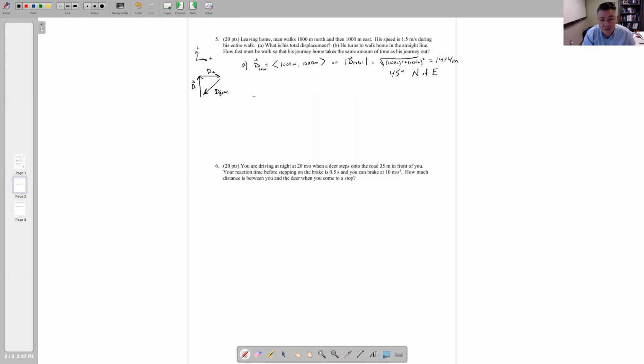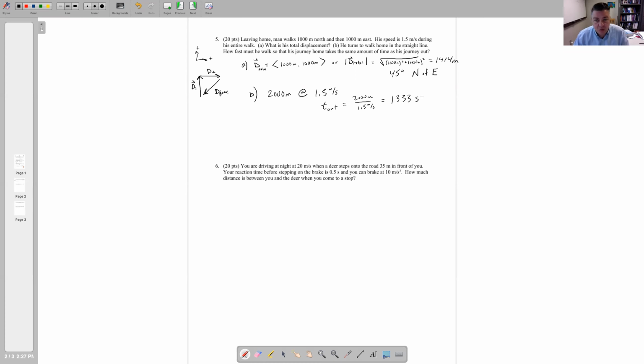So if he wants to walk back home, we've got to think about this a little differently. Let's think about the total distance he traveled. He traveled 2,000 meters at 1.5 meters per second. So that means his time to walk outwards is going to be 2,000 meters divided by 1.5 meters per second, or 1,333 seconds. So that's how long it took him to walk that distance, right?